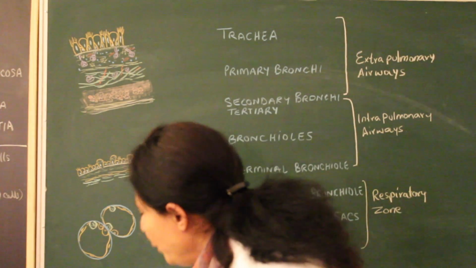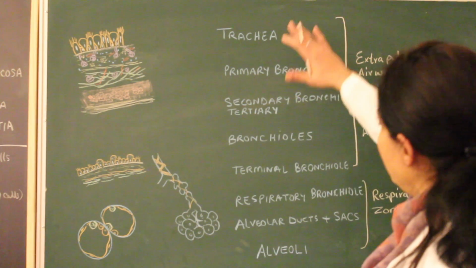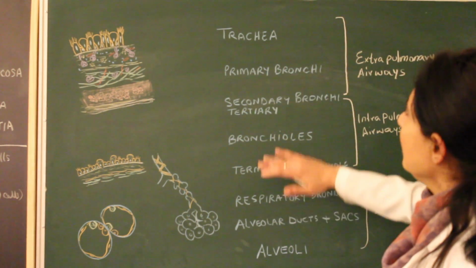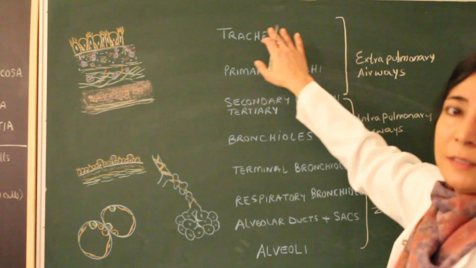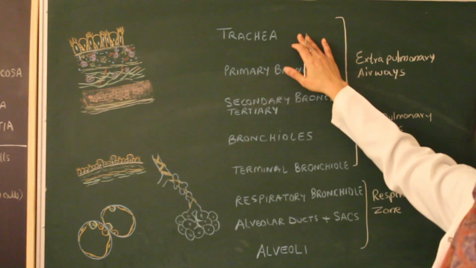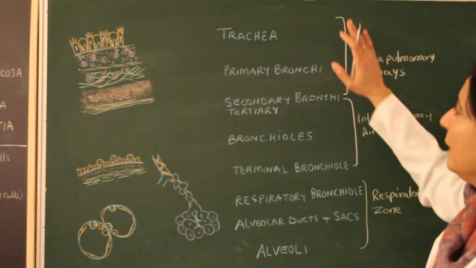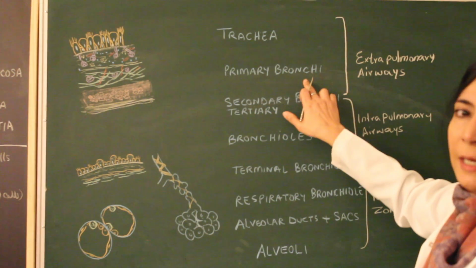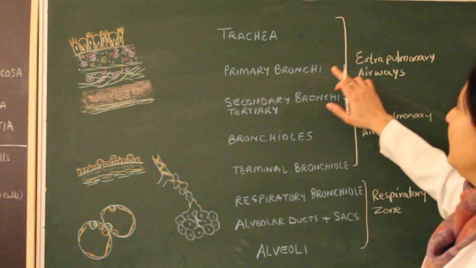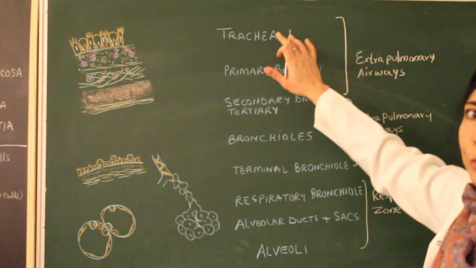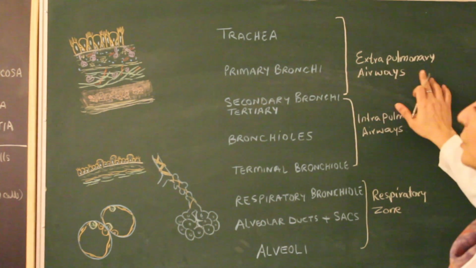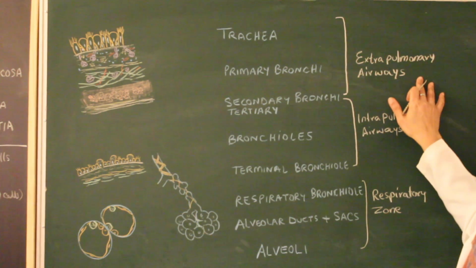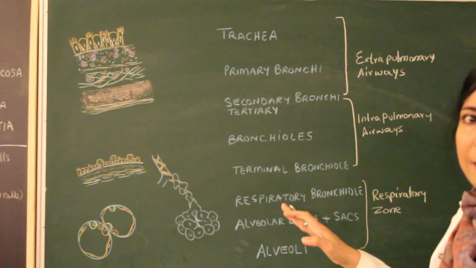Alright, so now I want you to understand something. First of all, there's a table. So the trachea is the windpipe. It's the first part of the lower respiratory tract. Then come the primary bronchi, right and left. These two structures or tubes are considered to be extrapulmonary airways. They are absolutely outside the lungs.